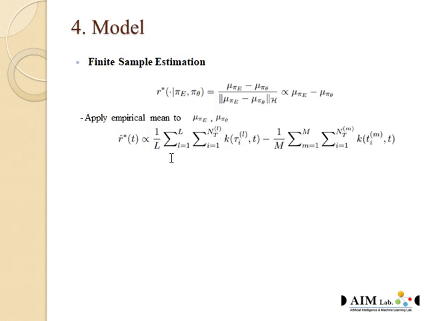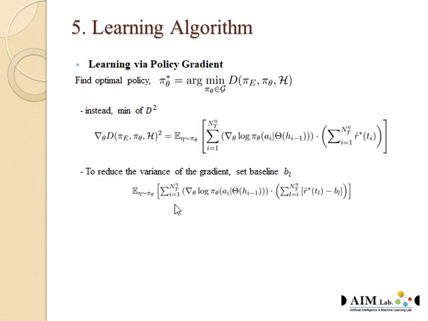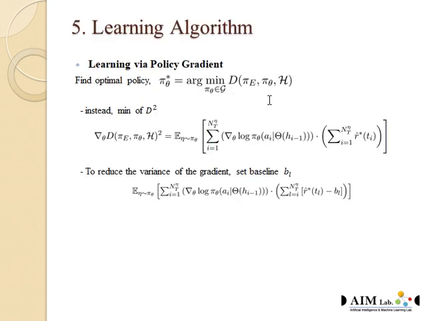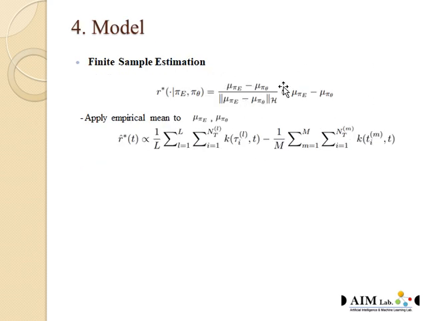This form is approximated by this form from empirical data. Also it is biased, so I will handle this bias later. And so, learning via policy gradient from this. Our problem is to find the argument of D from the empirical data, which is the given data.